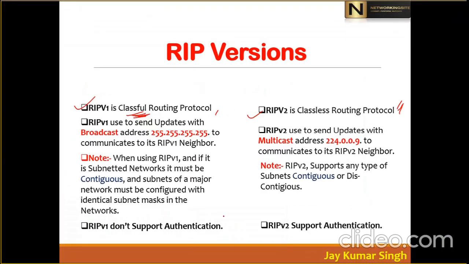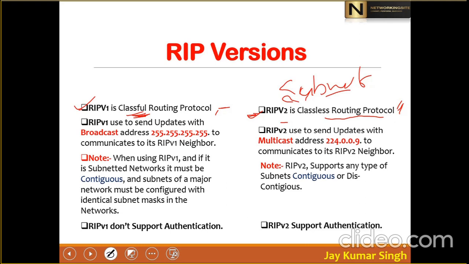So RIP version 1 only supports classful IP addresses, and RIP version 2 supports classless IP addresses, meaning subnetting. Different subnetted IP addresses will be supported by RIP2, but the default IP addresses, which are class A, class B, class C, will be supported by RIP1.